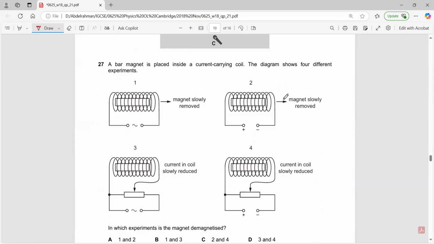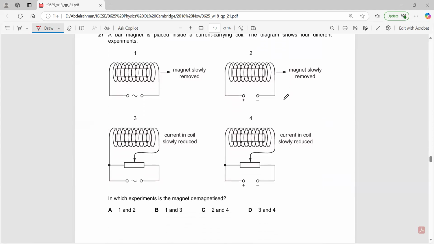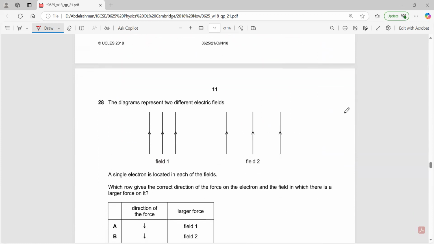Question 27. Demagnetization has been removed, so we can just cancel out this question. Demagnetization and magnetization of permanent magnets have been removed from the syllabus.